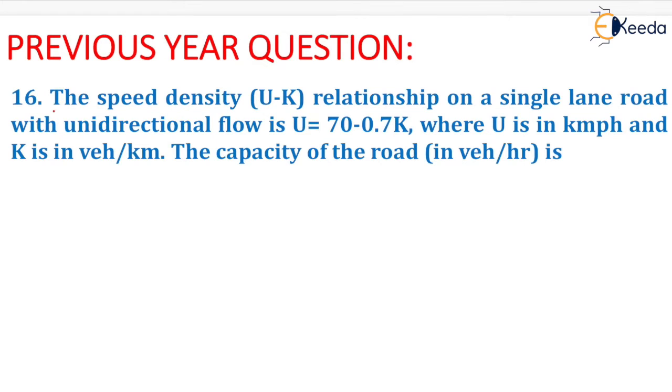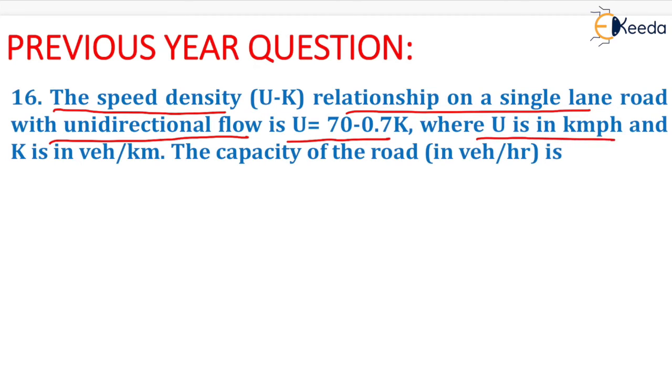The question is given as: the speed density relationship on a single lane road with unidirectional flow is u equals 70 minus 0.7k, where u is in kilometer per hour and k is in vehicle per kilometer. Now we have to calculate the capacity of the road in terms of vehicle per hour.